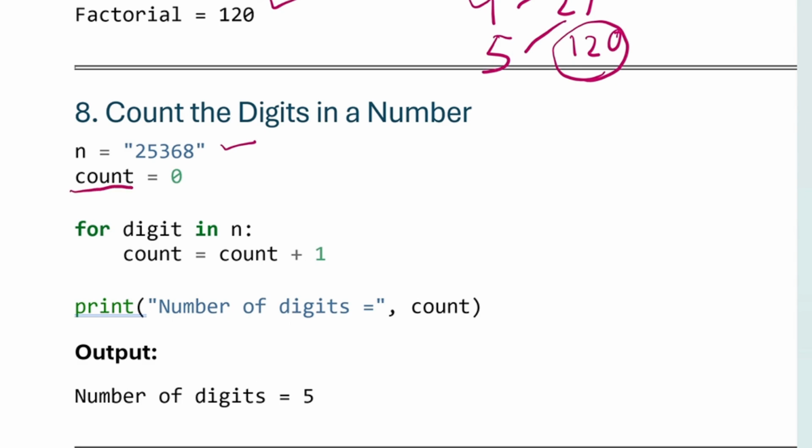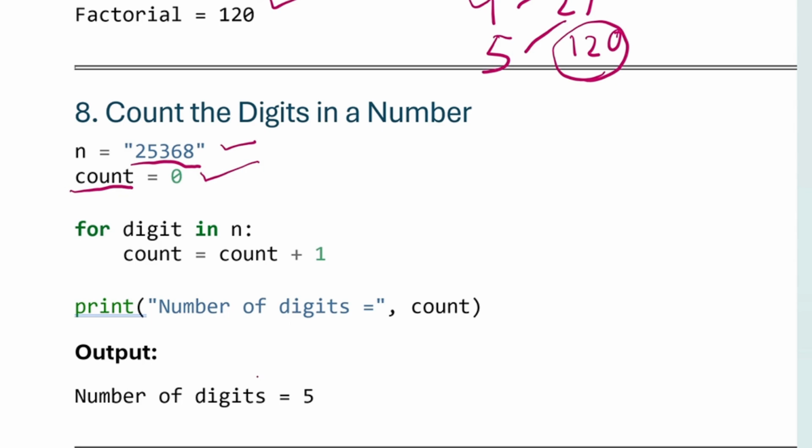Let a variable count. This is the variable count. Initial value is given 0. Now for digit, instead of i, here is given digit. You can take i. For digit in n. N means here the string 2, 5, 3, 6, 8. Count equal to count plus 1. That means it will count the number of digits, that is 1, 2, 3, 4, 5.